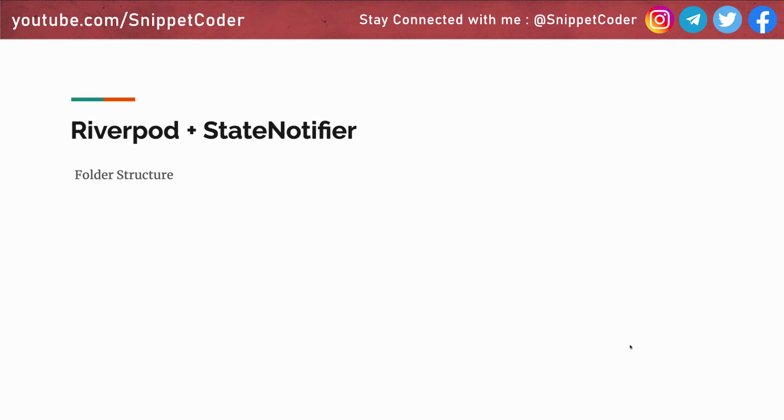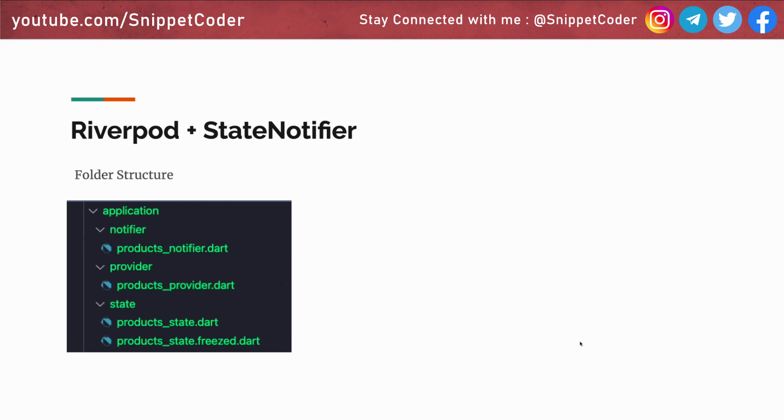So basically we have the folder structure for this one. We have to first create an application folder. Inside that we have to create one notifier folder. Then inside the notifier folder we have to create the products_notifier.dart file. Then we have to create one provider folder, and there we have to add the products_provider.dart file. Then we have the state folder, and there we have the products_state.dart file, and the second file is products_state.freezed.dart, and that is the auto-generated file that will be generated from that command and everything.